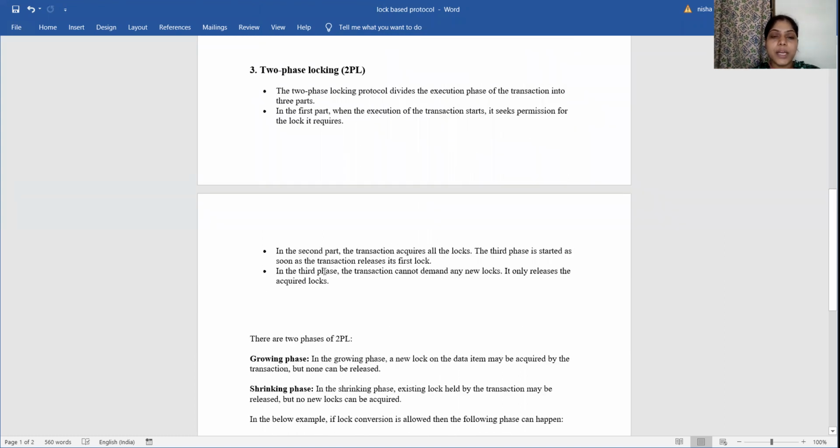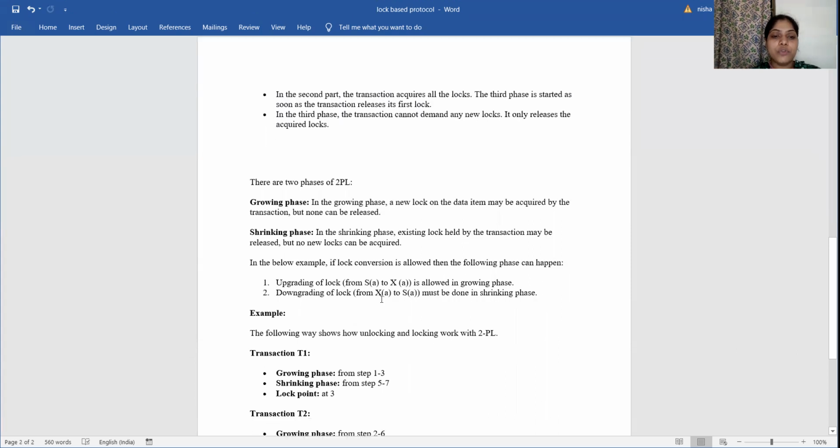Third one is two-phase locking. The two-phase locking protocol divides the execution phase of the transaction into three parts. In the first part, when the execution of the transaction starts, it seeks permission for the locks it requires. In the second part, the transaction acquires all the locks. The third phase starts as soon as the transaction releases its first lock. In the third phase, the transaction cannot demand any new lock. It only releases the acquired locks.